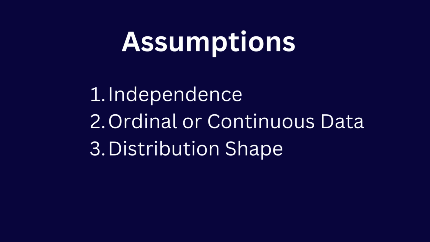Third assumption is distribution shape. The test assumes the two distributions have the same shape. If the distributions have different shapes, the test may not accurately compare the groups.